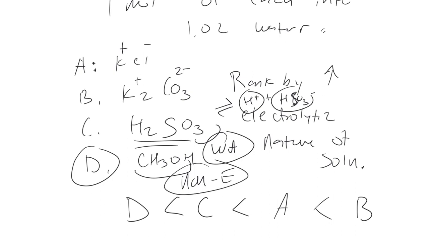So for the non-electrolyte, methanol and water is not going to light the light bulb up at all. If we have a 1 molar solution of H2SO3, it'll probably give the light bulb a little bit of light, and then more light for A and the most light for B. So you can rank by the electrolytic nature, or just start to think about how these solutions vary in their number of ions, and how we can quantify those concentrations of ions.